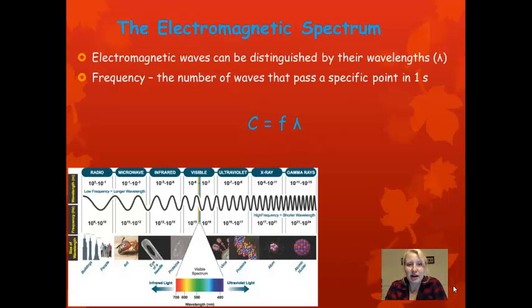So think back to the electromagnetic spectrum. Remember that electromagnetic waves can be distinguished by their wavelengths and their frequencies. And remember, frequency is the number of waves that pass a specific point in 1 second. So c, which is the speed of light, is equal to the frequency times the wavelength of light. So if you know one of these, either the frequency or the wavelength, you can find the other because c is a constant. And shown below is the electromagnetic spectrum.